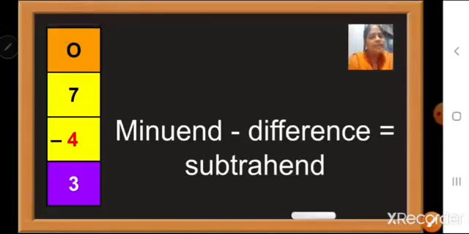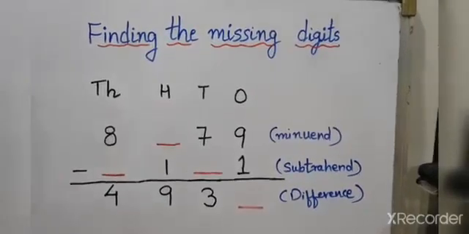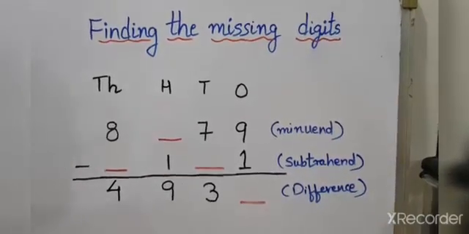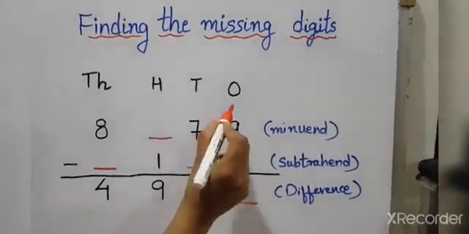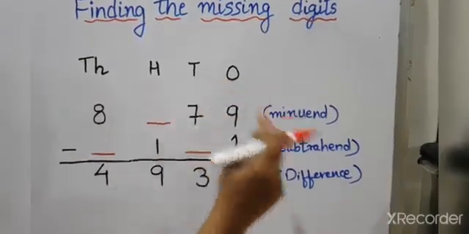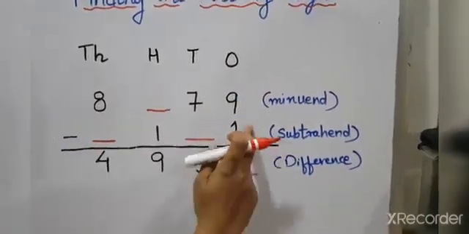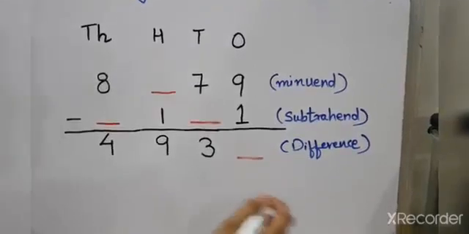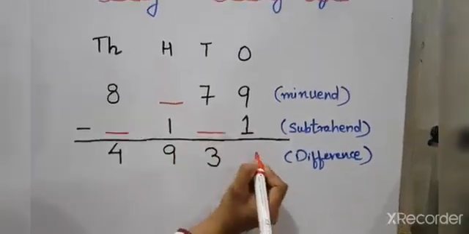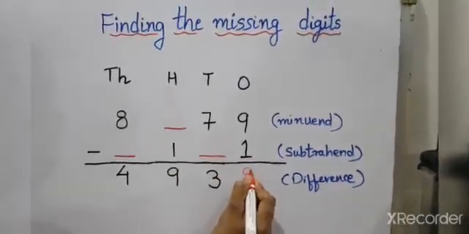Children, now let us take one more example. Now let us find the missing digits. We will start from ones place. At ones place, we have 9 minus 1. So 9 minus 1 is 8. So we'll write here the difference as 8.